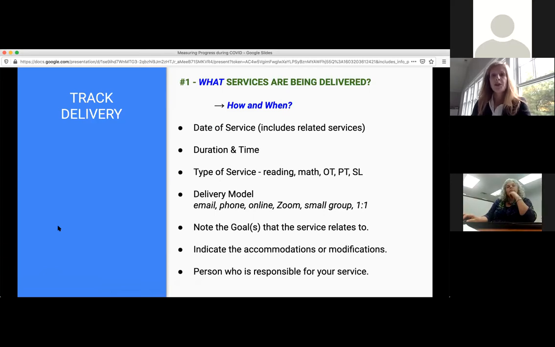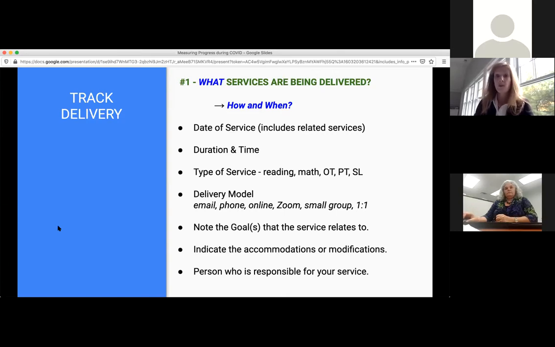You will want to try to keep track of, and again, it's not about perfection. If you can get many of these items, terrific. You're just trying to do the best you can. If you can keep track of the date of service, and this is including your related services, duration and time of the service, the type of service, is it reading or math, OT, PT, speech language, the delivery model, and this is obviously the big one, right?